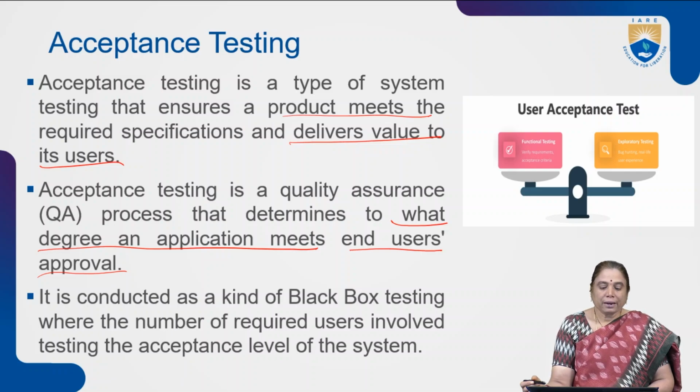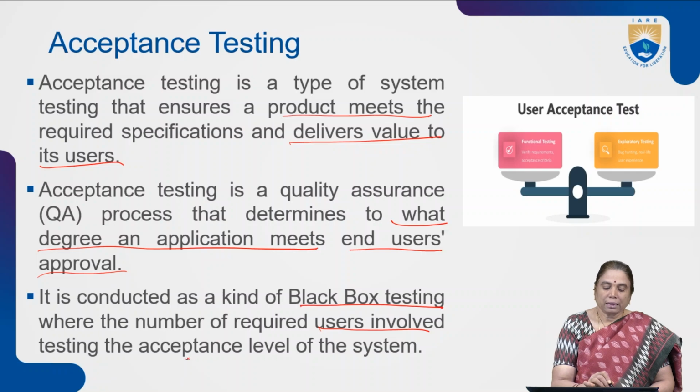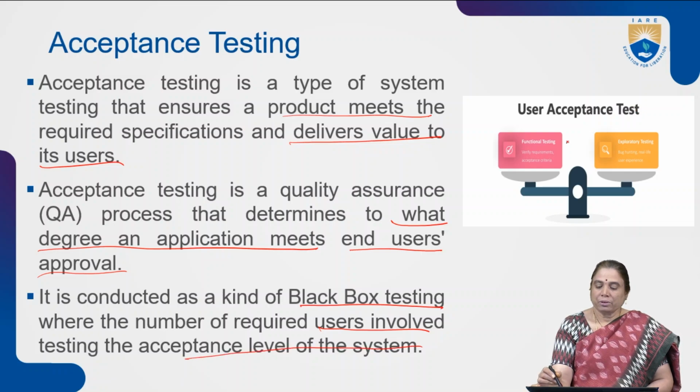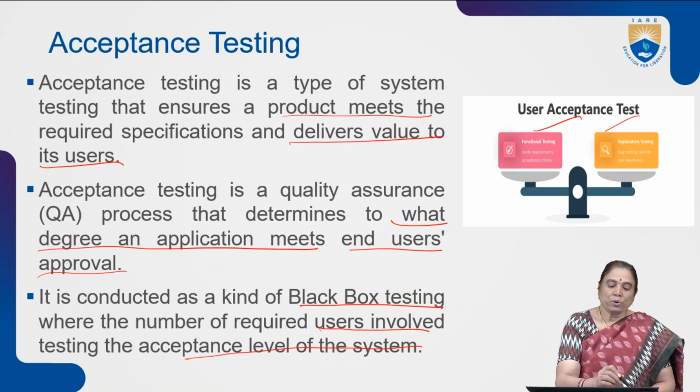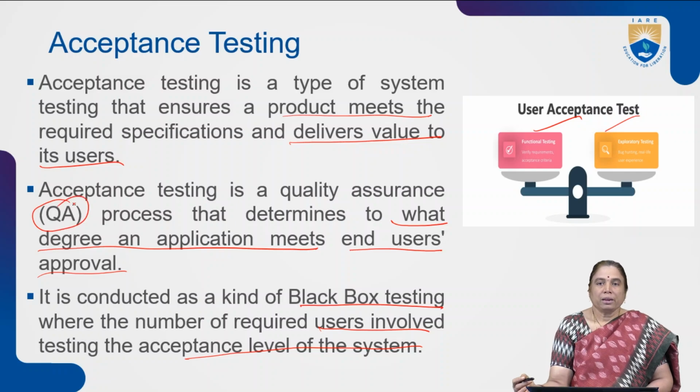It is a kind of black box testing where a number of required users are involved in testing at the acceptance level. So user acceptance tests must be used to conduct, to achieve and to assess the degree of satisfaction, or the requirement fulfillment must be assessed in the case of acceptance testing. So the QA people are involved in order to assess the quality of the system.